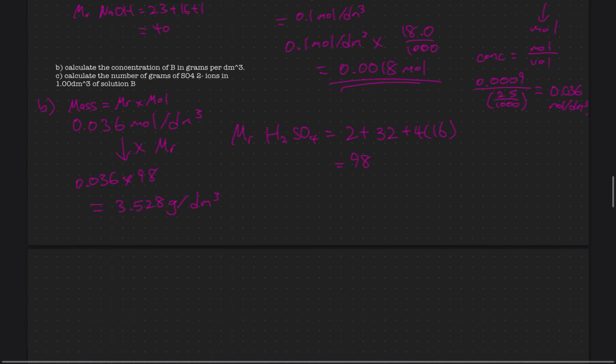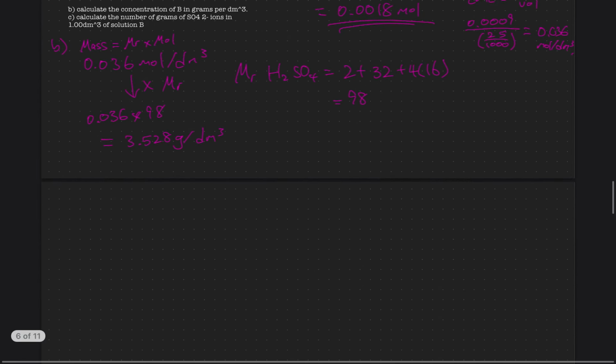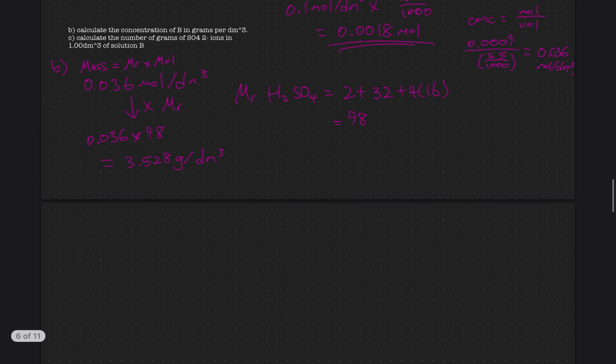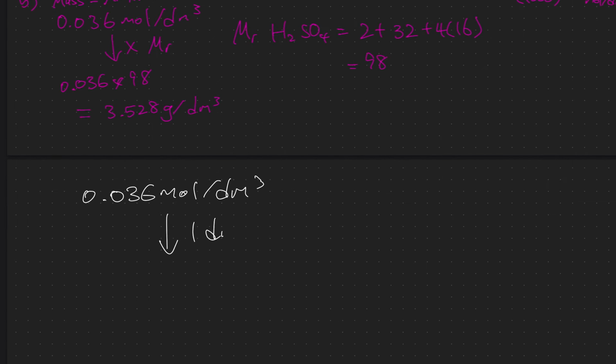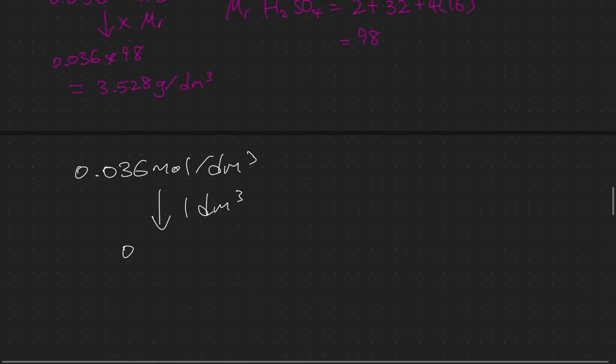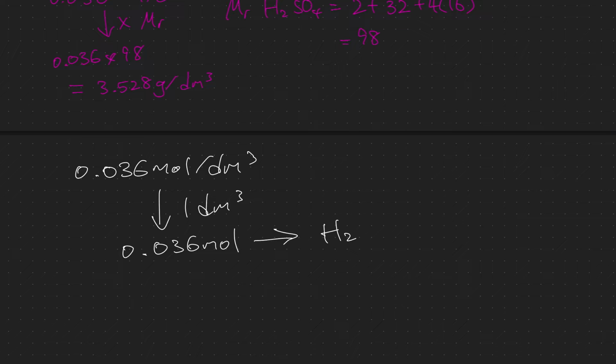Alright, let's move on to part C. I'm going to use a different pen now. Calculate the number of grams of SO4 2- ions in 1 dm cube of solution B. We know that the concentration of solution B is 0.036 mole per dm cube. Now we're just going to use 1 dm cube of it, which will just mean that we have 0.036 moles of sulfuric acid.